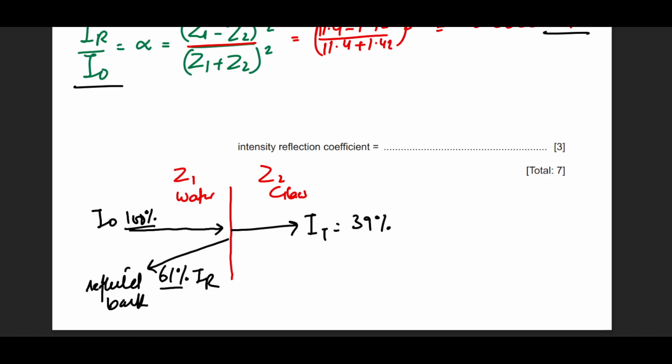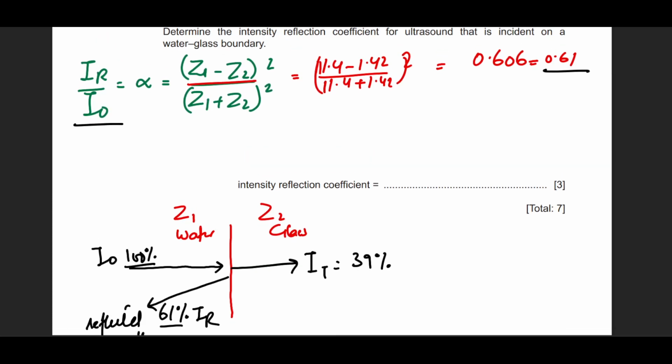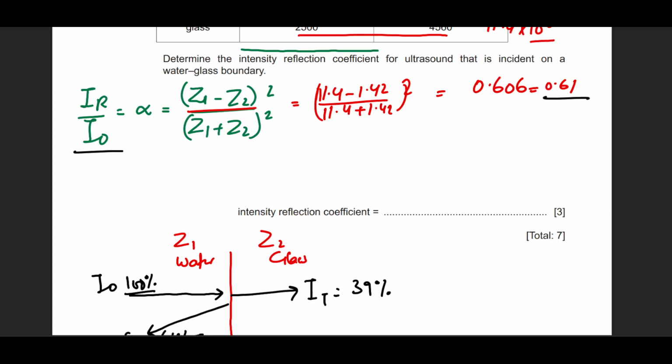Okay, although this is not a part of the question, explaining this is useful when the question is about transmitted intensity. So over here, we're going to write down that coefficient as 0.61.